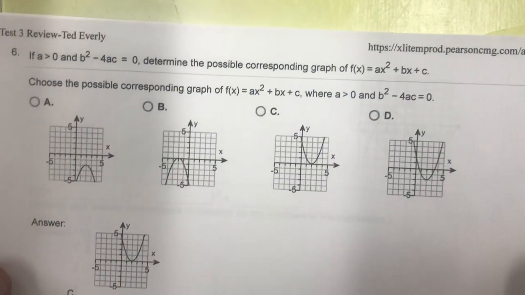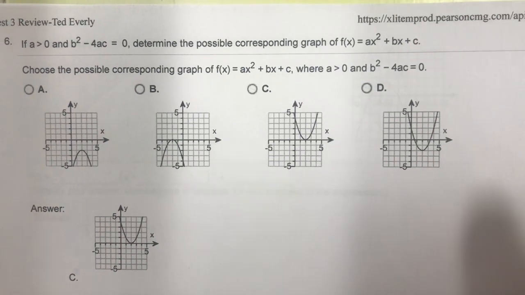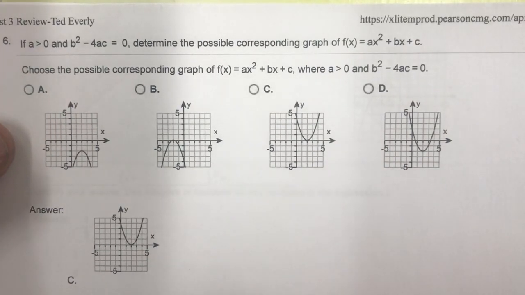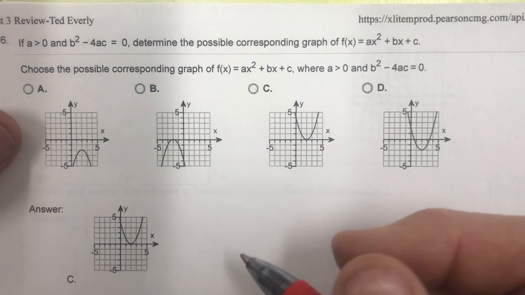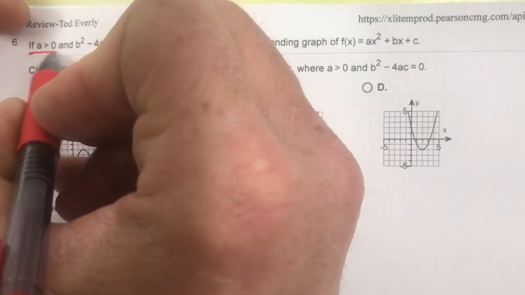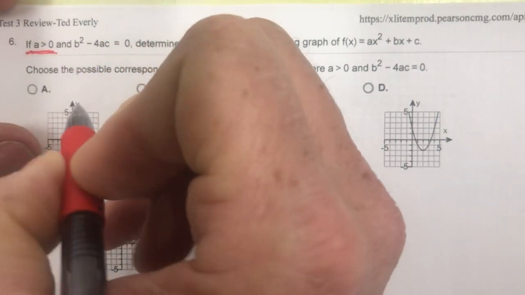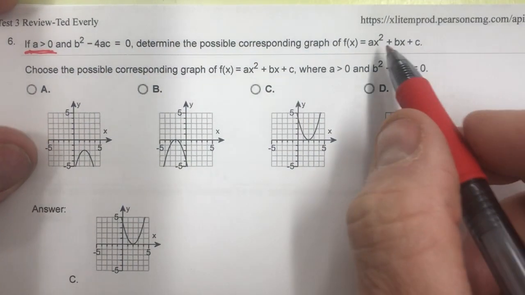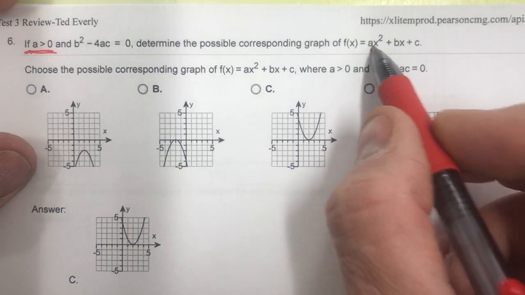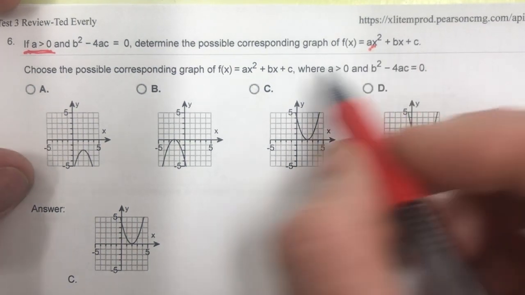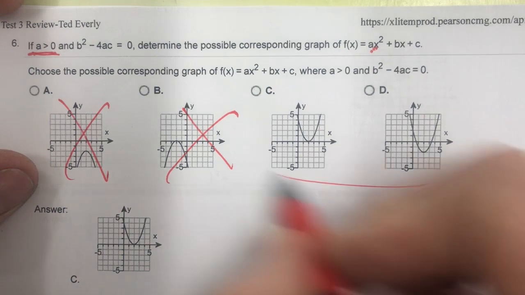All right, number 6. Same thing here. There's a few of these on there. I think there's maybe just one on the test, I'm not sure. But here, A is greater than 0, which means A is positive, which means it's concave up. See, my A right there is positive, so it's concave up, so it's not this one, not this one. It's got to be one of these two.